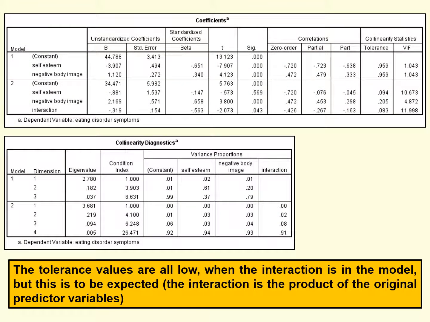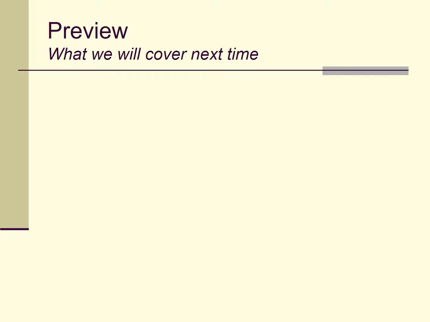Moving on, if we look at some more collinearity diagnostics, the tolerance values are all fairly low, but again the interaction is in the model, and this is to be expected, so we're not all that worried about this. The bottom line is we might conclude, based on all these results, that including an interaction of these two main predictor variables gives us a better way of describing or predicting the data.